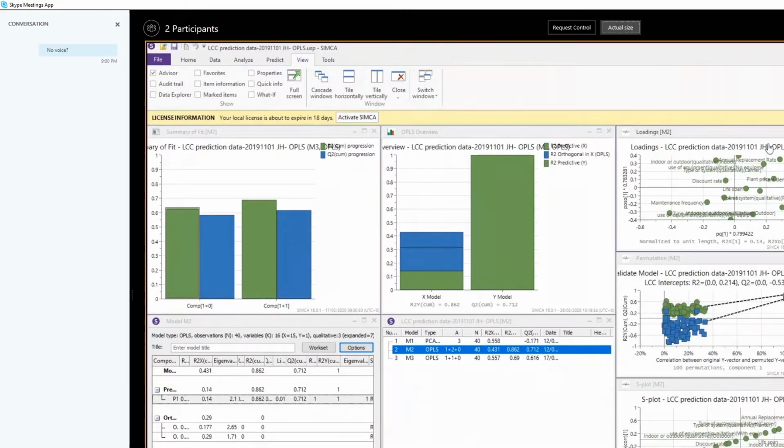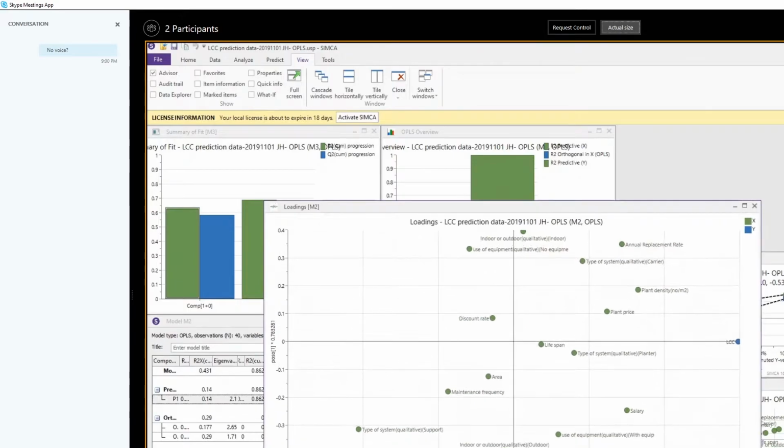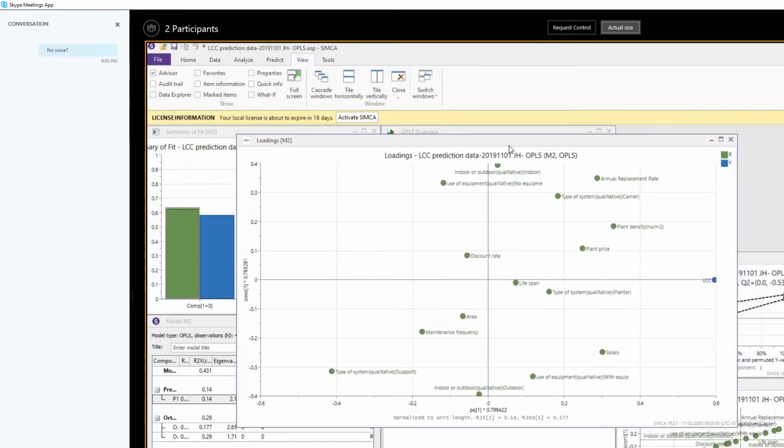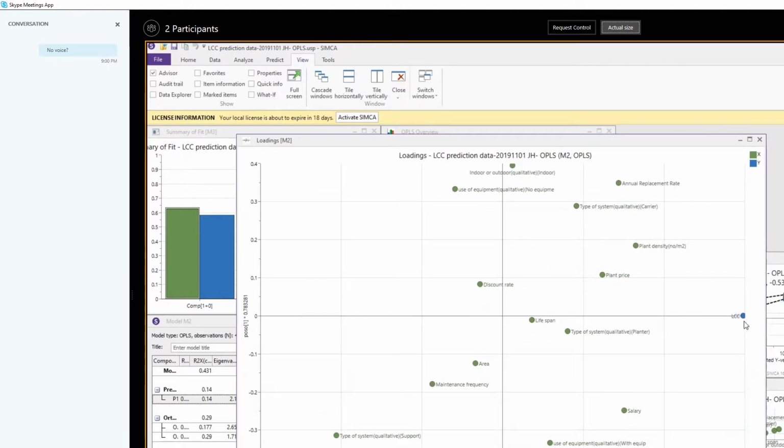So if we go back to, let me see which problem I'm looking for. This one here. Okay. So if we go back to this plot, right? So what this plot tells you is that's where you want to be, right? So things that are as close as possible to this are the biggest predictors of the life cycle cost, okay?